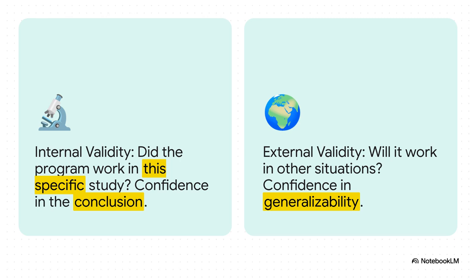Here's the best way to think about it. Internal validity asks, did my recipe work in my kitchen, with my oven and my ingredients? But external validity asks, will this recipe work in anyone's kitchen, anywhere in the world? You could have a study with perfect internal validity, a flawless recipe in your own kitchen, that has zero relevance to the real world because the conditions were just too unique.